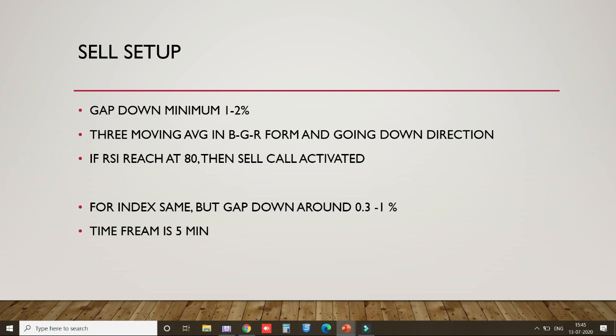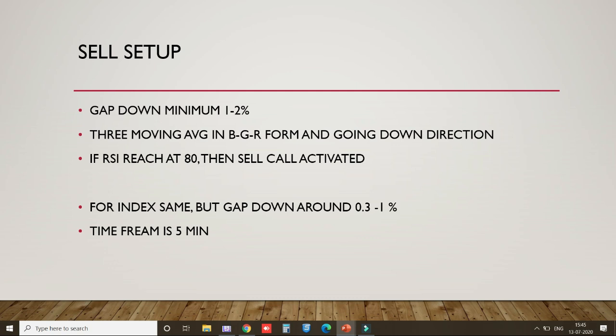If your stock gaps down 1 to 2%, and your three moving averages in the form of blue, green, red, meaning the topmost is the 32 EMA, the middle is the 20 EMA, and the bottom is the 10 EMA, are going in a downward direction, and my RSI reaches 18, then the sell call is activated. And for the stock I am using the 15-minute time frame.